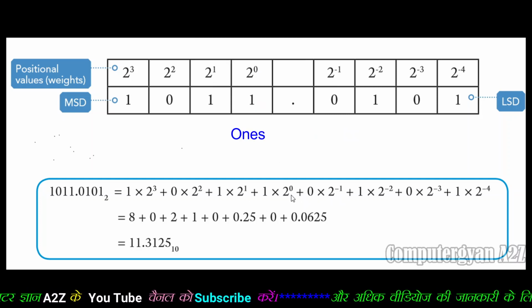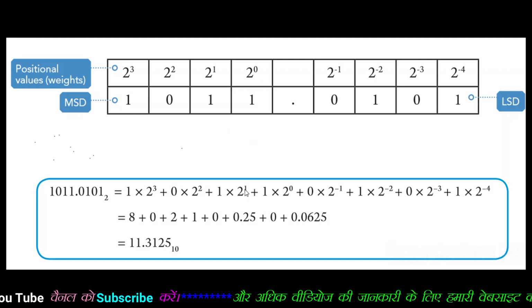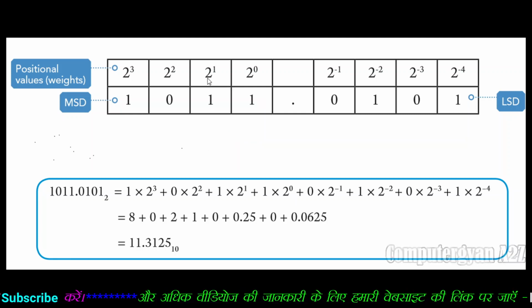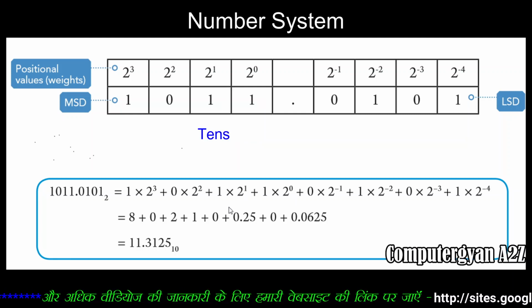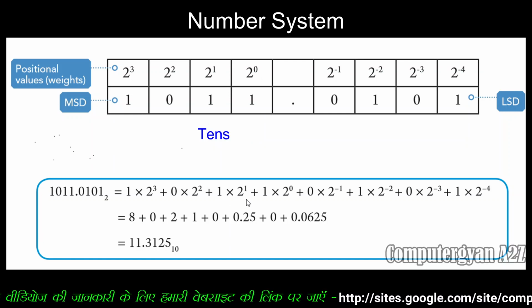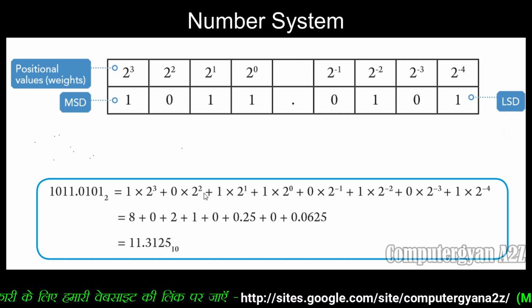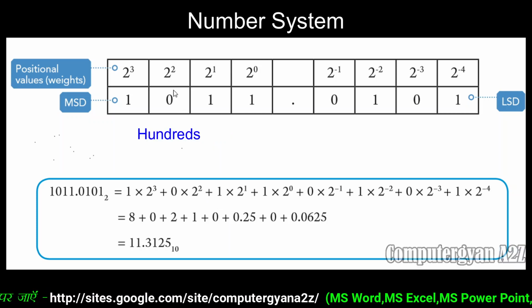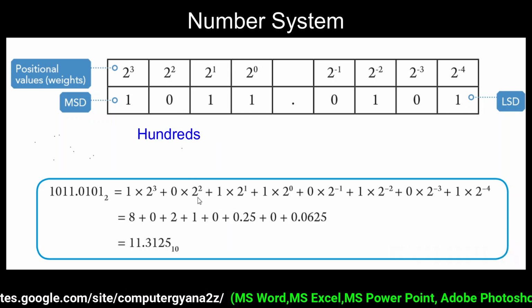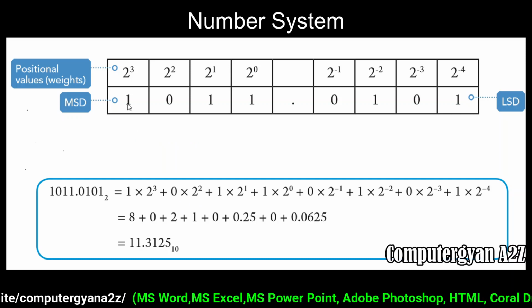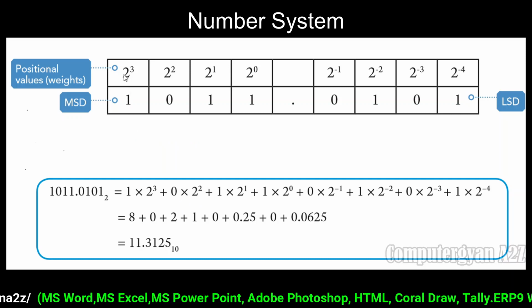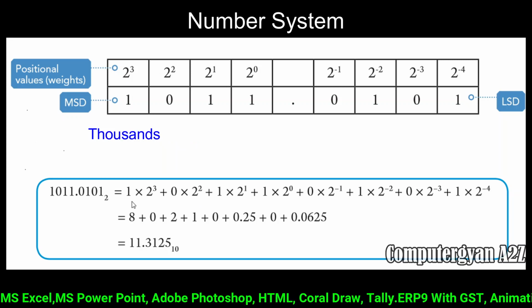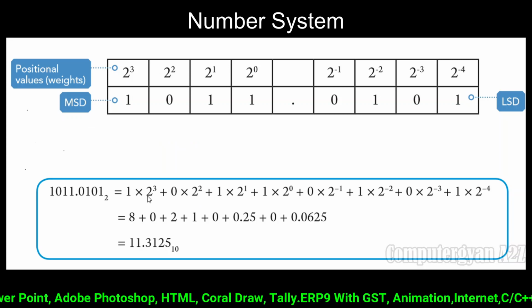so here it will be 1 multiplied by 2 to the power 0, and use a plus sign. And the next one's positional value is twos, so here it will be 1 multiplied by 2 to the power 1, and use a plus sign. After that, zero's positional value is fours, so here it will be 0 multiplied by 2 to the power 2, and use a plus sign. And one's positional value is eights, so here it will be 1 multiplied by 2 to the power 3.